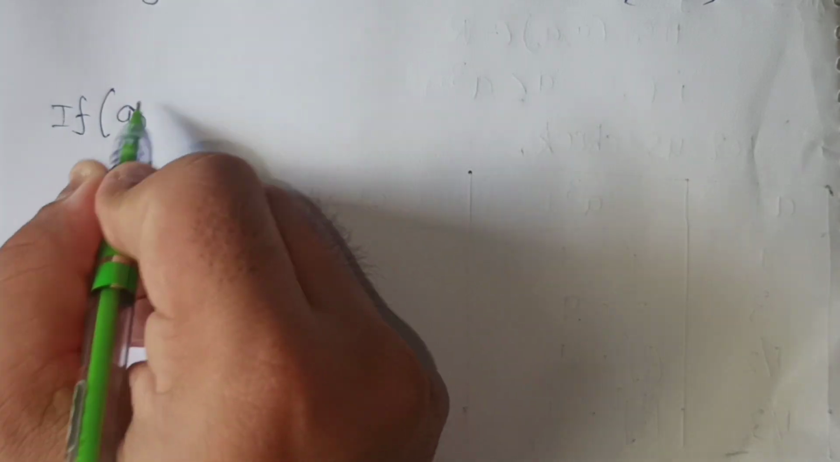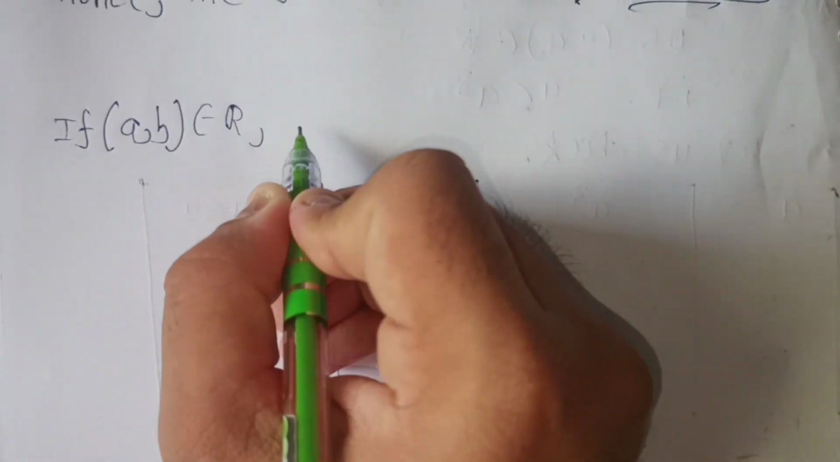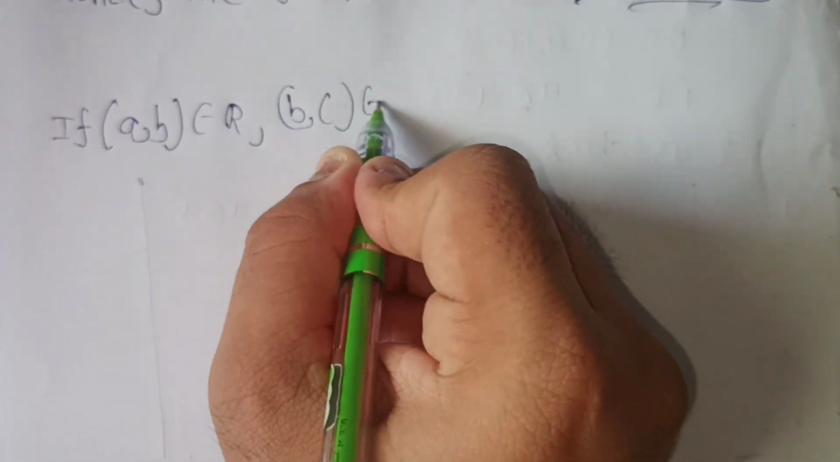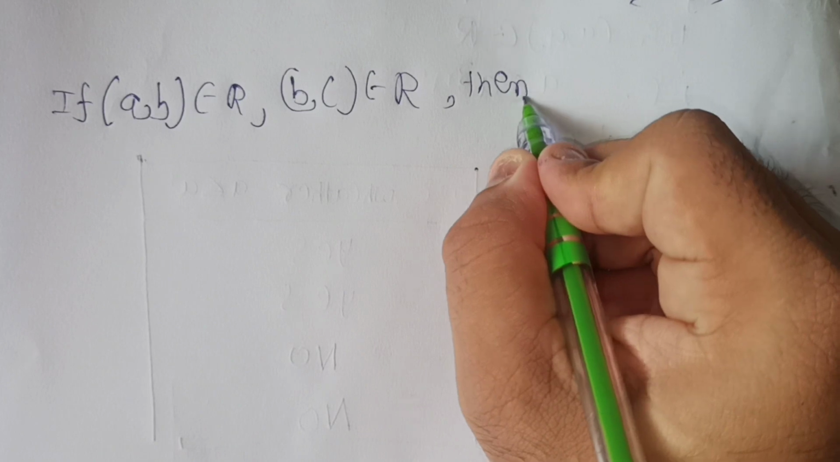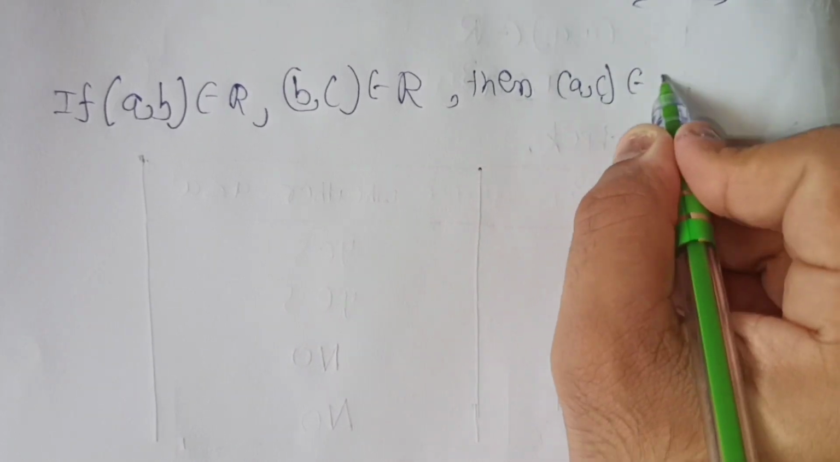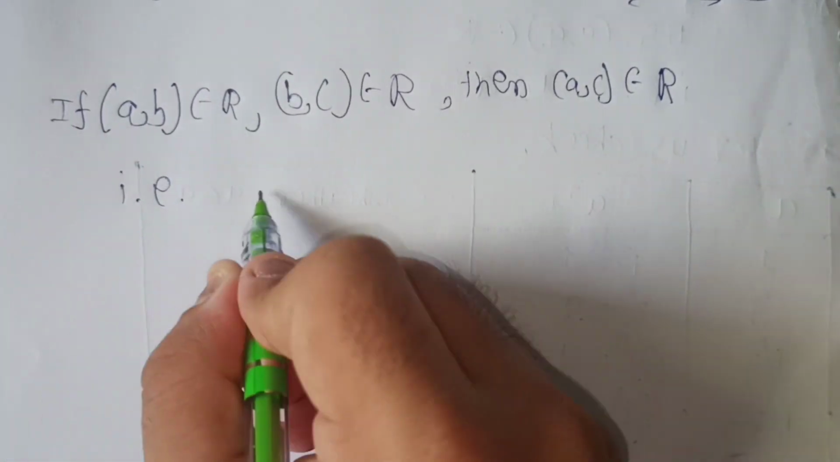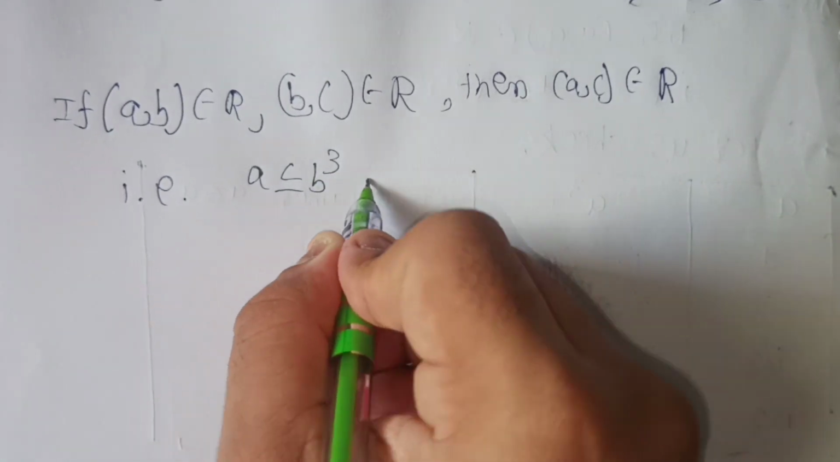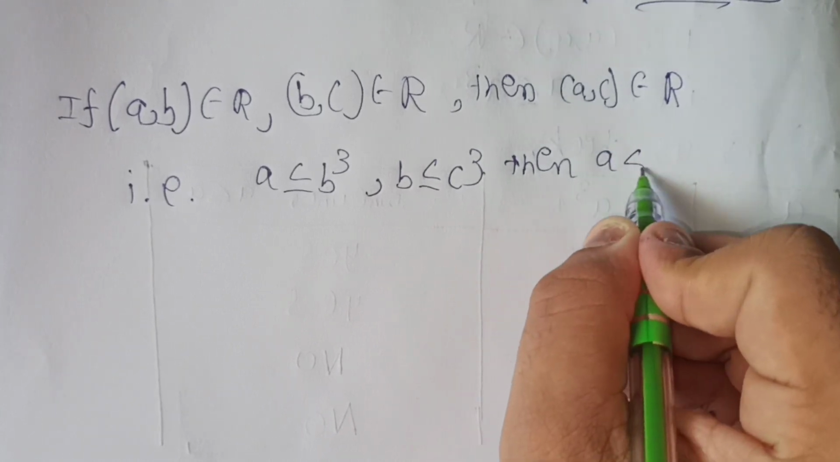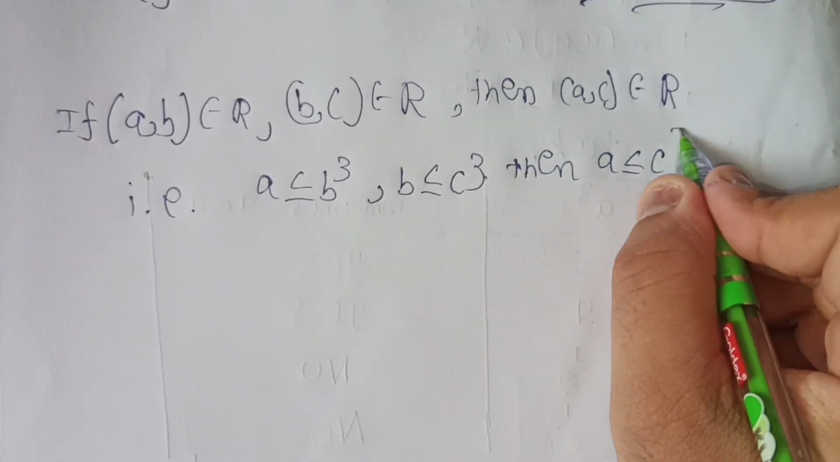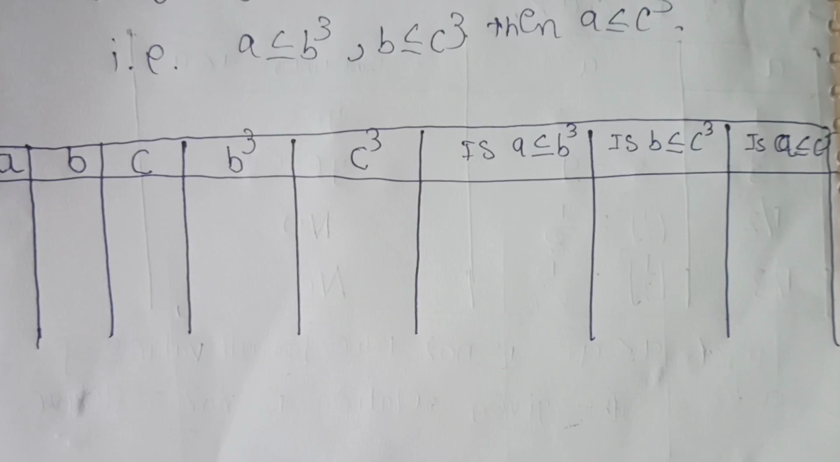Now let us check whether R is transitive or not. So if R is transitive, then if (a, b) belongs to R and (b, c) belongs to R, then (a, c) must belong to R. That means if a is less than or equal to b cube, b is less than or equal to c cube, then a must be less than or equal to c cube. So now let us check.